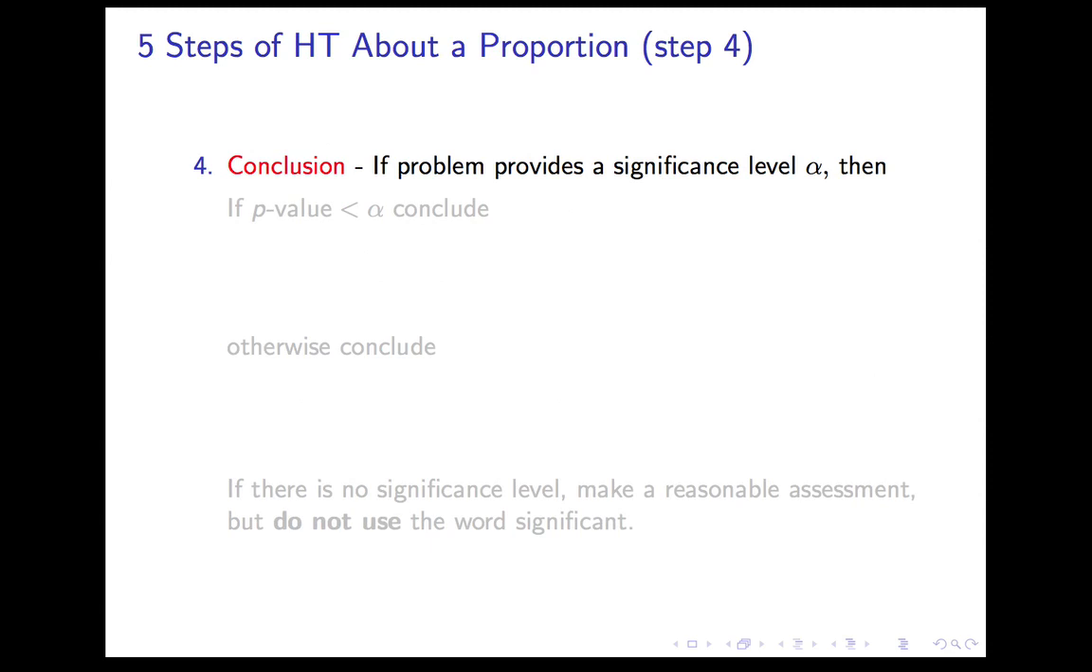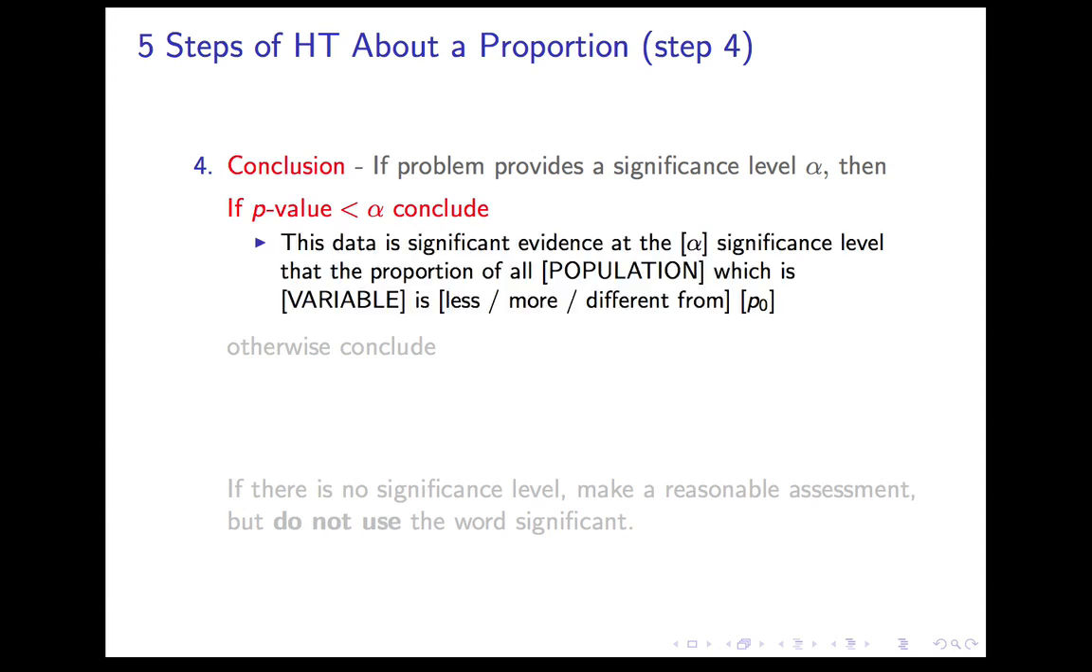Step 4 is the conclusion. So remember, if your problem provides a significance level, if it is a formal hypothesis test or a significance test, then the conclusion is very straightforward. If the p-value you calculated in step 3 is less than the significance level they gave you in the problem, then you write down the following conclusion. This data is significant evidence at the alpha significance level that the proportion of all, whatever the population is, which is whatever the variable is, is either less, more, or different from whatever p0 is, where less, more, or different is based on the alternate hypothesis.